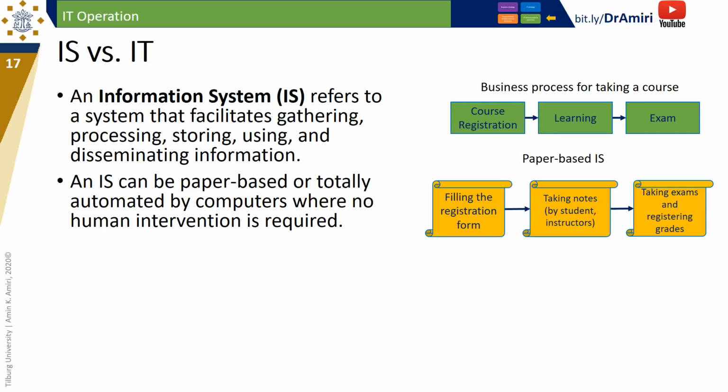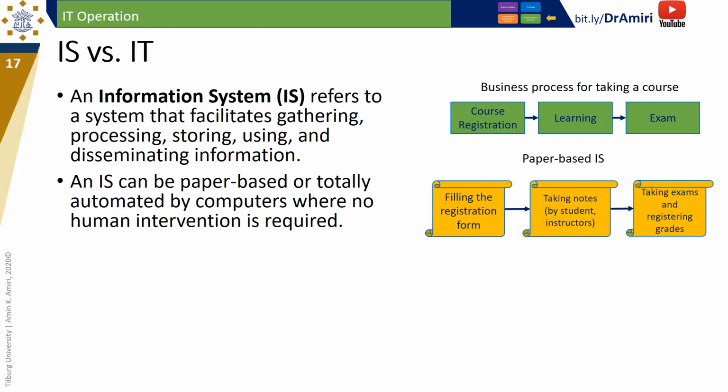First, we need to know the difference between an information system and an information technology. An information system refers to a system that facilitates gathering information, processing it, storing it, using it, and disseminating information, sending them to the right people. Any information system can be implemented either using papers or computers.